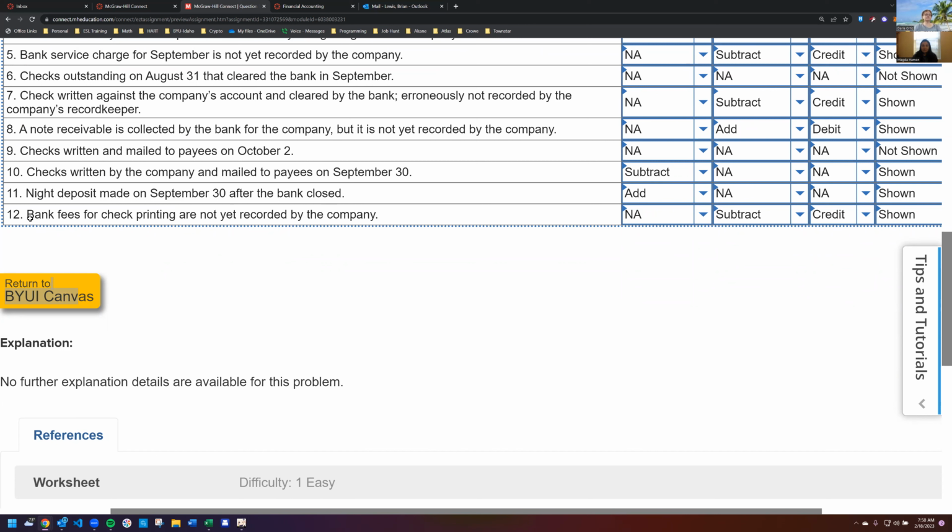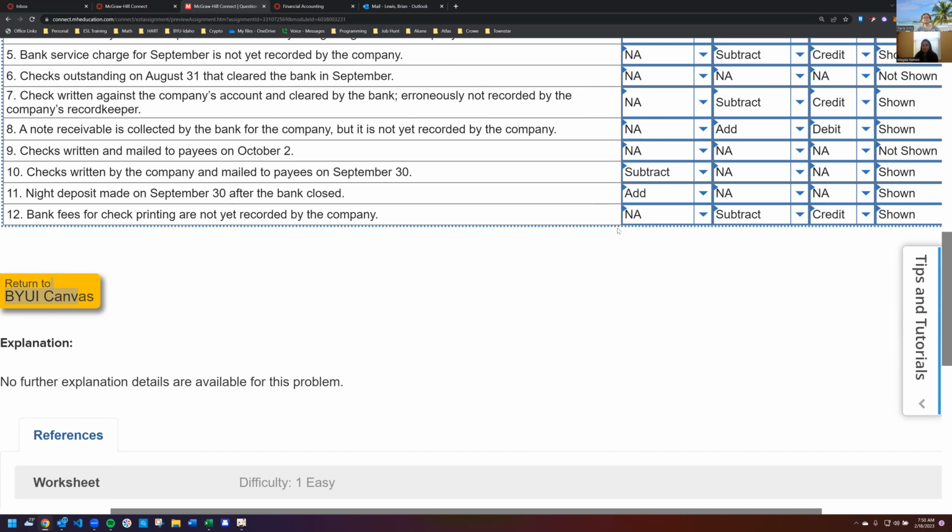And then lastly, bank fees for check printing are not yet recorded by the company. Okay, so it shows up on the bank statement. Once again, big trigger, not yet recorded. So therefore it's a book side adjustment. And since it's an expense, it's going to be a reduction to cash and therefore a credit. Okay. Got it? NA, subtract, credit.